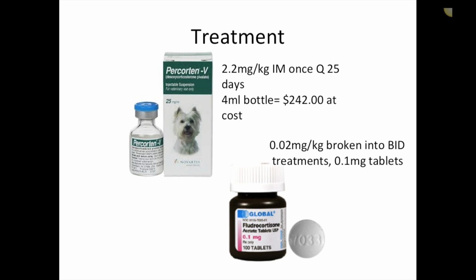The other option is Florinef, I think is the trade name, and it's a mineralocorticoid, and it's 0.02 mg per kg broken into BID treatments. So these are 0.1 milligram tablets, and it just depends on the size of the dog. For some clients, this is really easy for them to administer, maybe 1 or 2 pills twice a day. For us, with a large breed dog, we were looking at like 10 pills twice a day or something crazy like that. So again, it is an option.